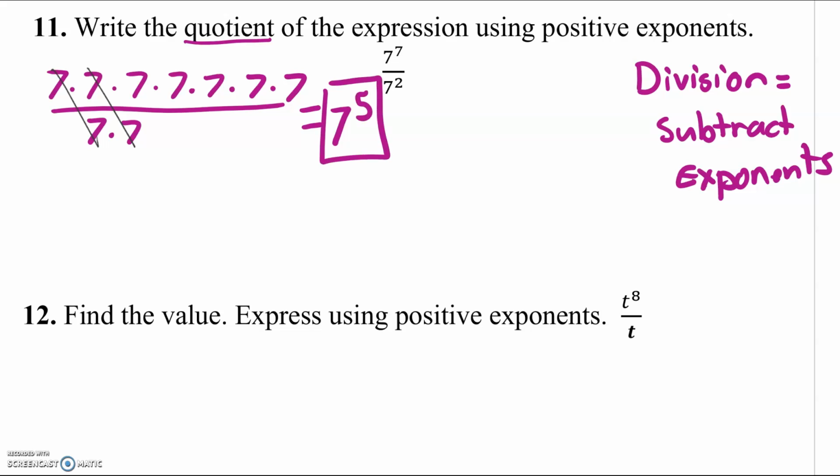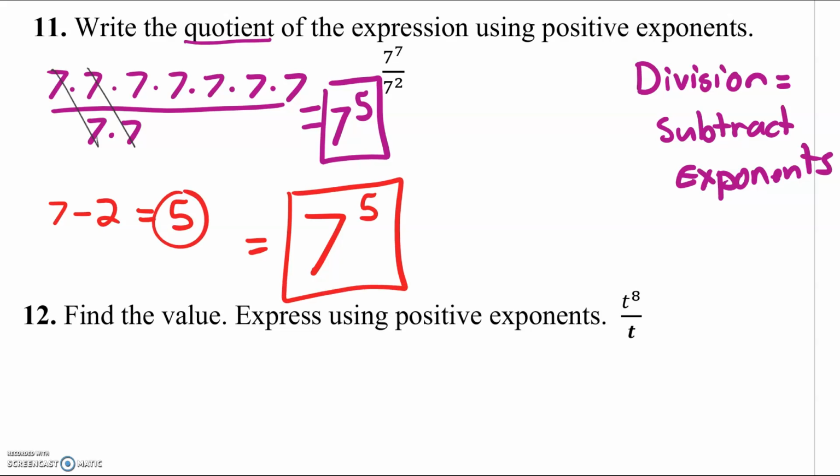The other way to think about it is just look at your exponents. So subtracting 7 minus 2 gives us 5. And then our base is 7 and our exponent is 5. Okay, so again, either way, it's fine. Both are going to give you the right answer as long as you do them correctly.